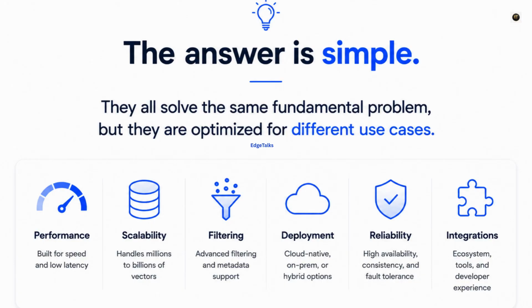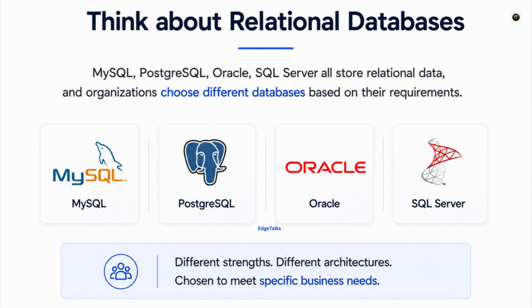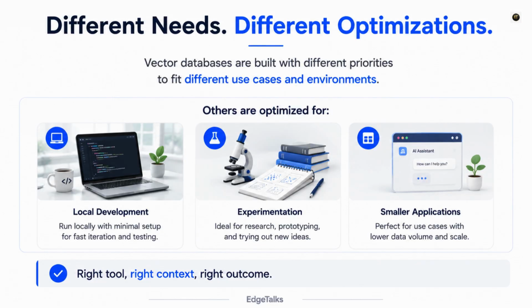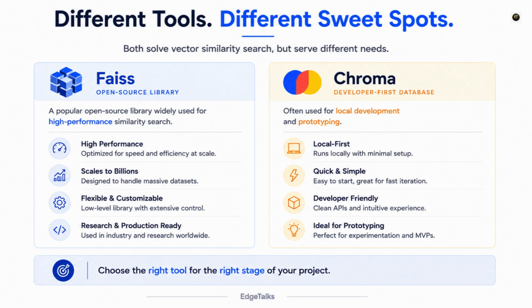Think about relational databases. We have MySQL, Oracle, SQL Server, all store relational data. But yet, organizations choose different databases based on their requirements. Vector databases are no different. For example, some vector databases are designed for massive cloud scale deployments handling billions of embeddings. Others are optimized for local development, experimentation, and smaller applications. Some focus on simplicity and ease of use, while others focus on performance, scalability, filtering capabilities, or enterprise grade features.